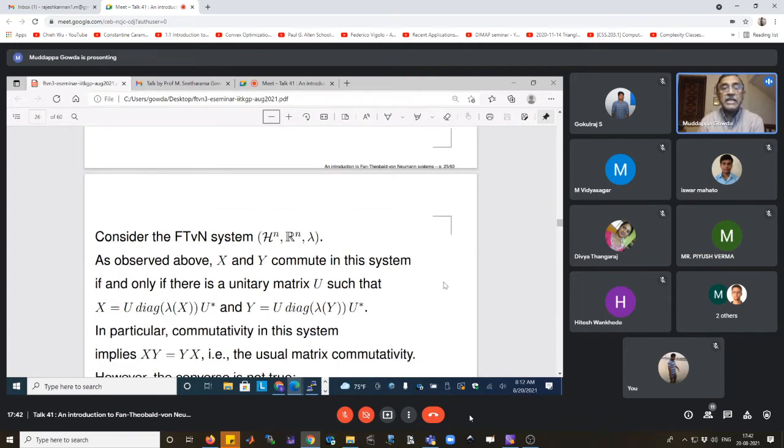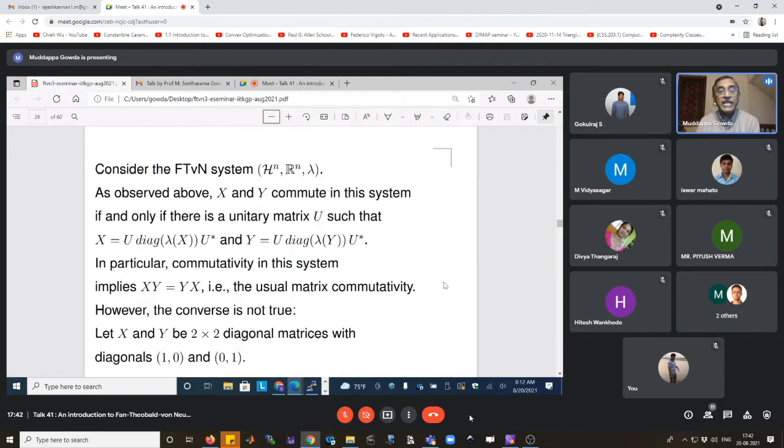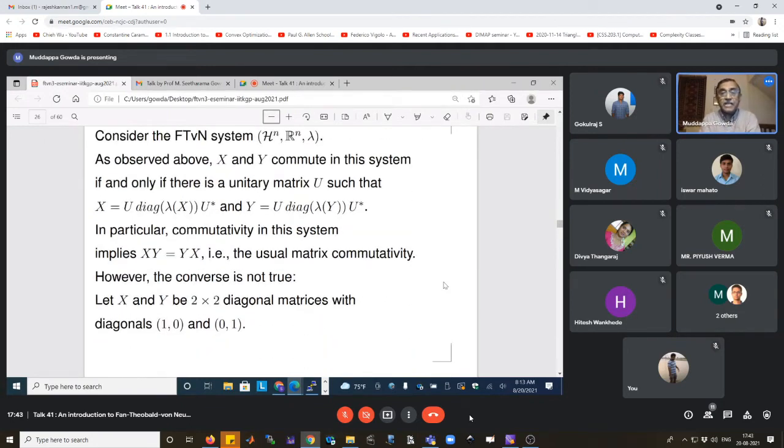Now let us consider in particular the system H n, R n, and lambda. Now I have corrected this typo here. As observed above, X and Y commute in the system if and only if there is a unitary matrix U such that X is given as U diagonal lambda X U star and Y equals U diagonal lambda Y U star. Now in particular, commutativity in this system implies XY equals YX. That is our usual commutativity. However, the converse is not true.